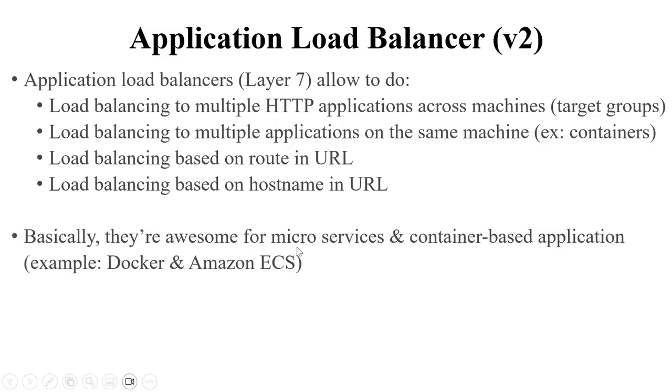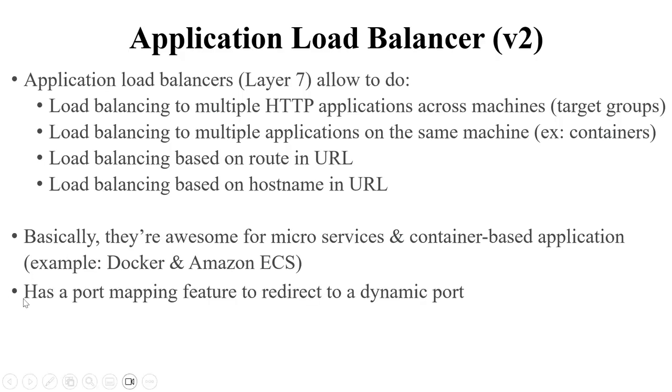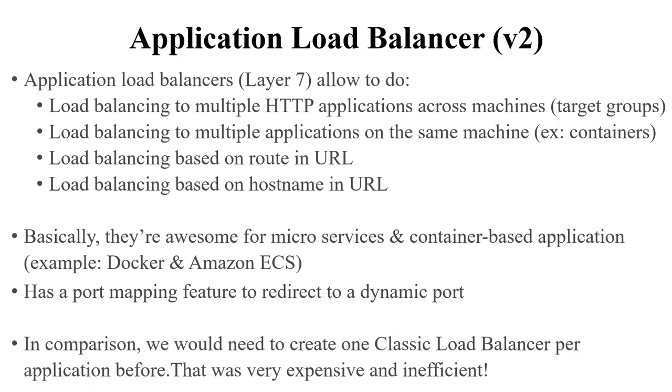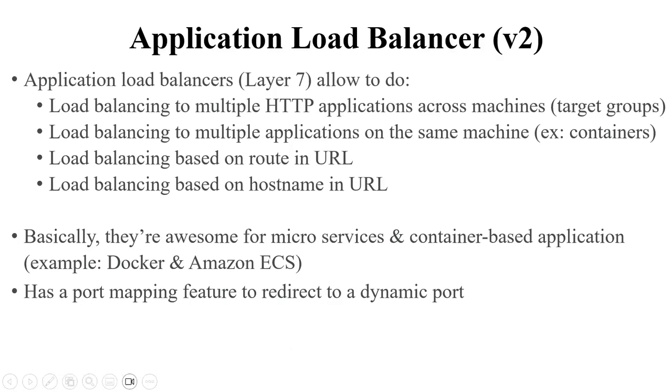Basically they are awesome for microservices and container-based applications, for example Docker and Amazon ECS. So if you have this kind of application, or simply multiple applications across machines with path-based routing rules, then the application load balancer is recommended. It also has a port mapping feature to redirect to a dynamic port. In comparison, we would need to create one classic load balancer per application before, which was very expensive and inefficient. We were talking about the V1 generation of load balancer, right?